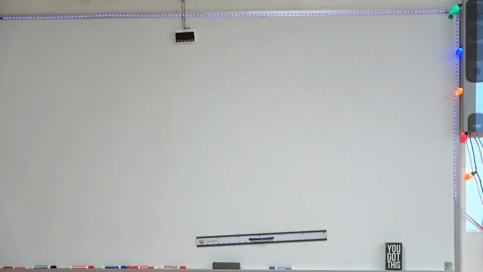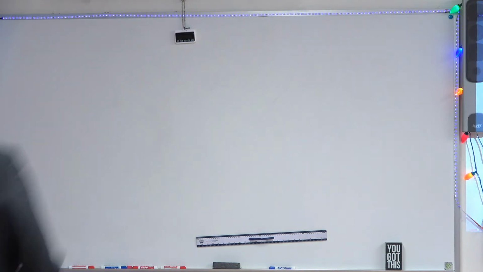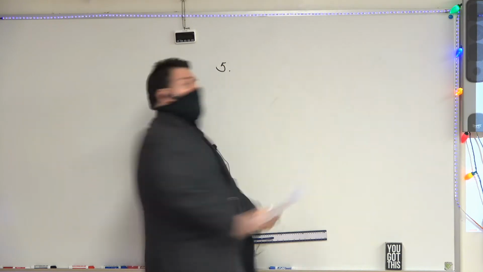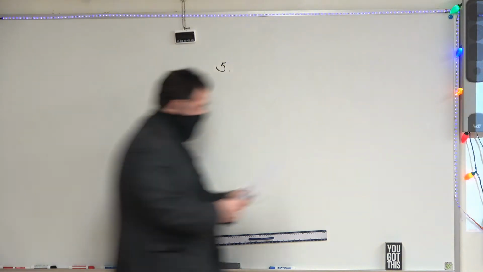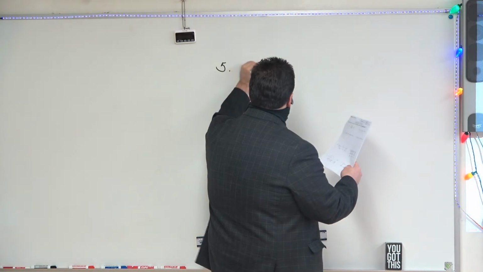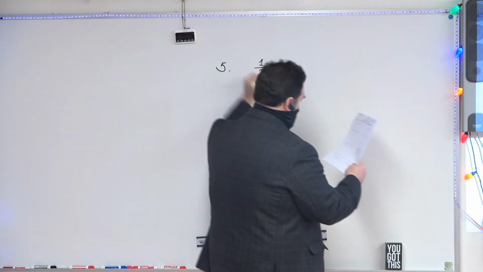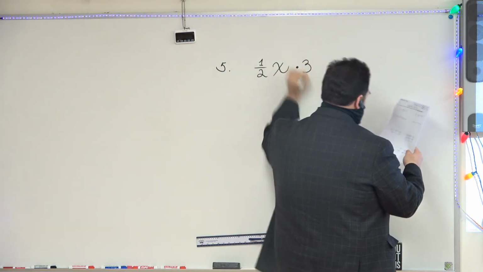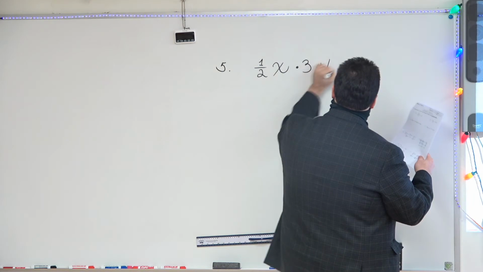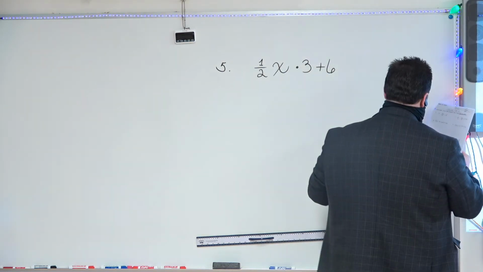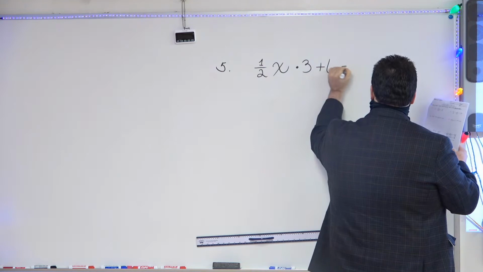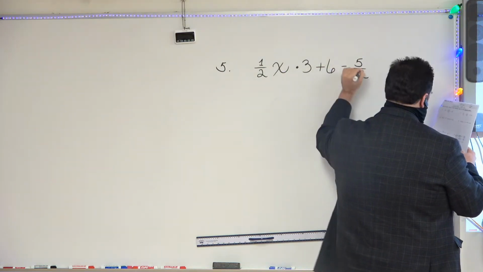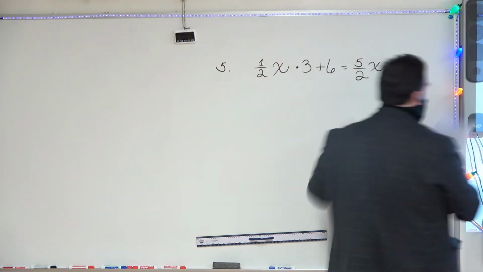All right, ladies and gentlemen, so let's get started with number 5 from that first page. Here we go, number 5. We have 1/2 x times 3 plus 6 equals 5 over 2x.